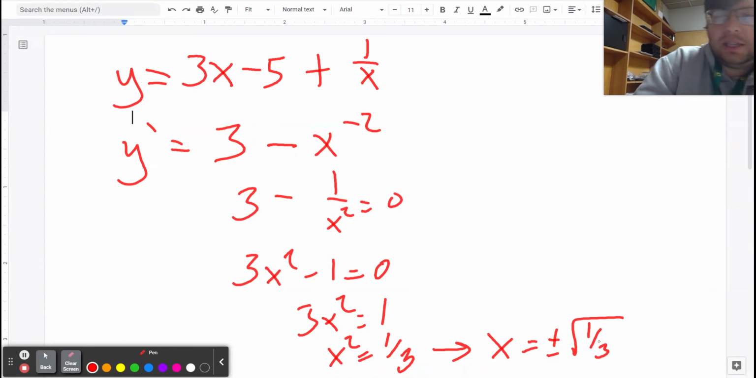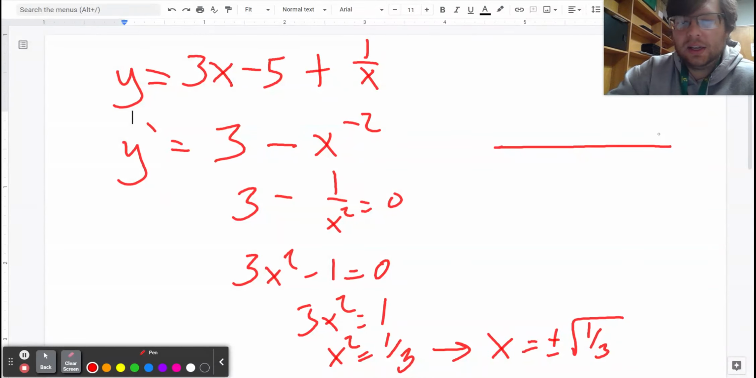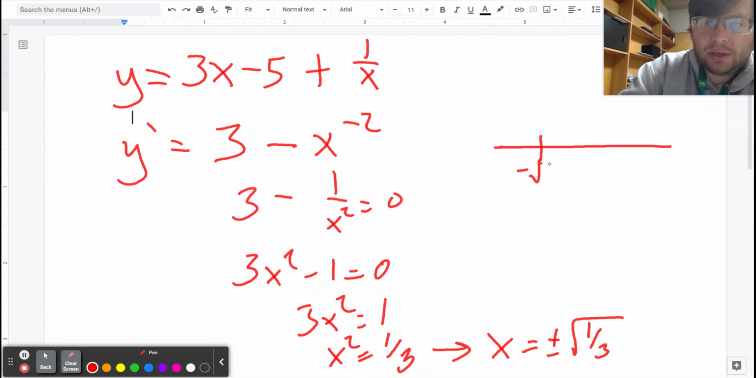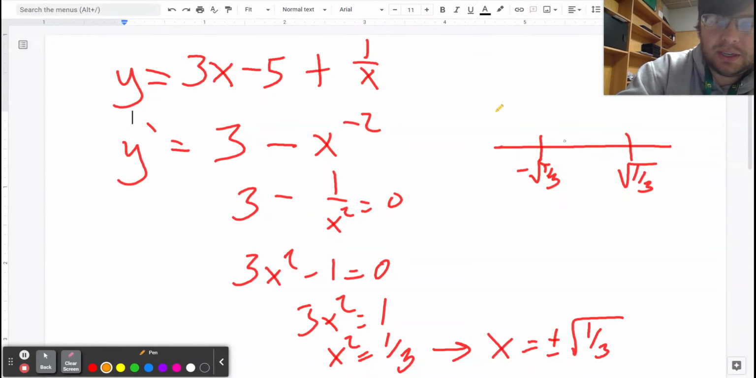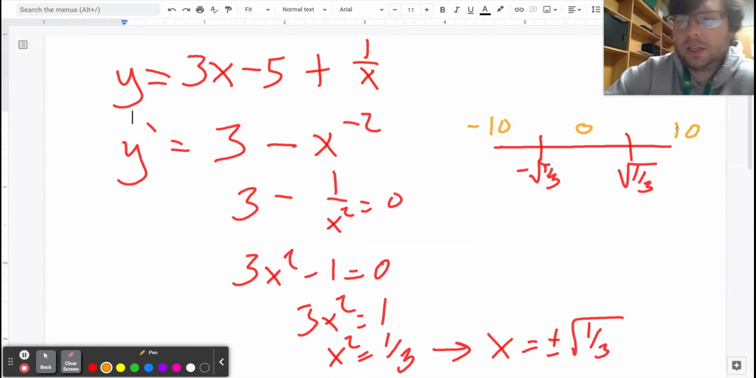So I could do the first derivative test or the second derivative test. It doesn't really matter. Let's do the first derivative test. Sometimes it's nice to make a number line where you mark your critical points on it and choose values in between. So for example, a value here would be negative 10, a value here would be 0, and a value here would be positive 10.